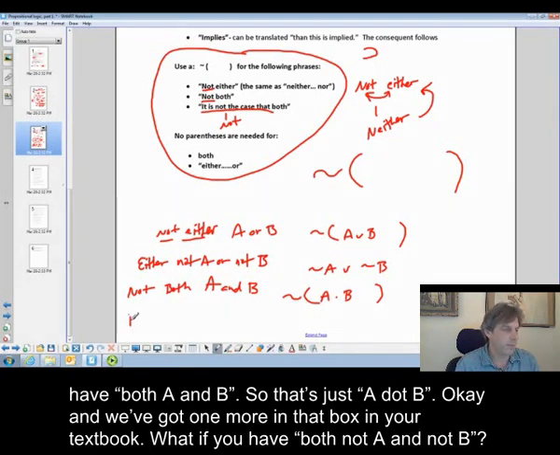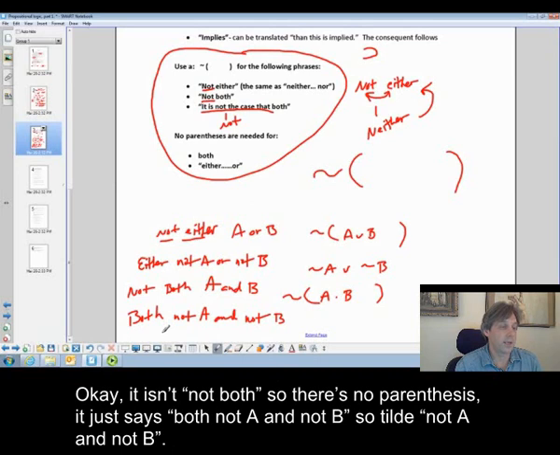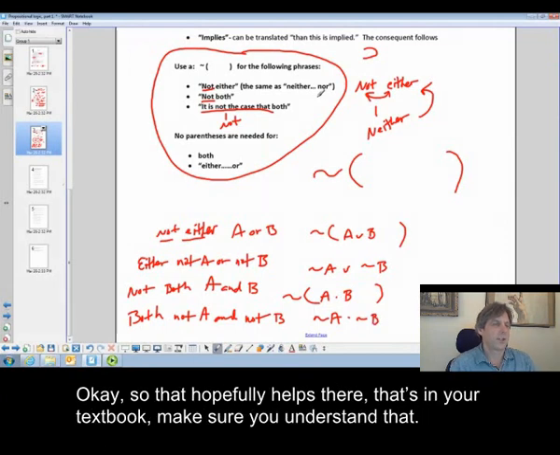What if you have both not A and not B? It isn't not both, so there's no parentheses. It just says both not A and not B. So tilde A, dot, tilde B. Okay, so that hopefully helps there. That's in your textbook. Make sure you understand that.